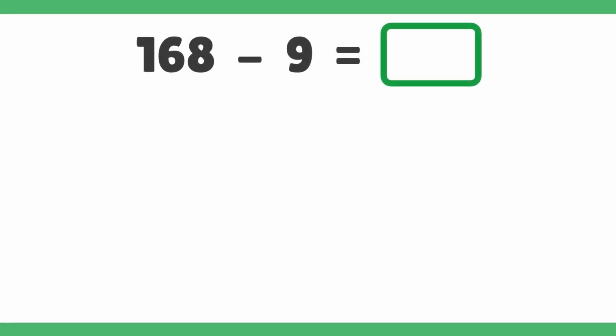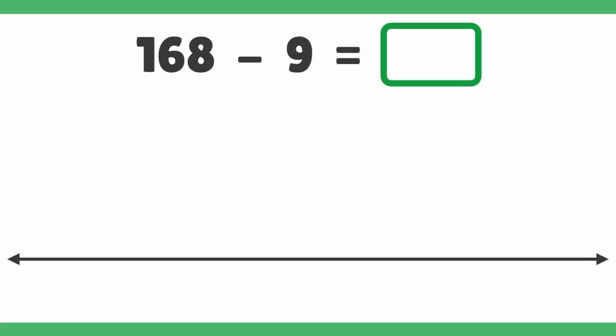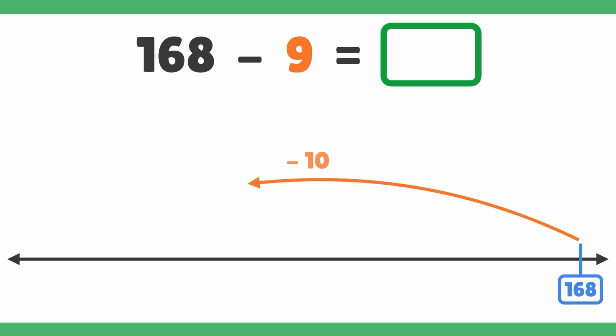To subtract, let's use a number line. We can start at 168 on our number line. Since we're subtracting, it will need to go on the right side of our number line. Great. Now let's subtract. We need to subtract 9, but there's a number close to 9 that is easier to subtract. Do you know what number that is? It's 10. So let's start by subtracting 10. This strategy is called compensation. It will help make this problem easier for us to solve.